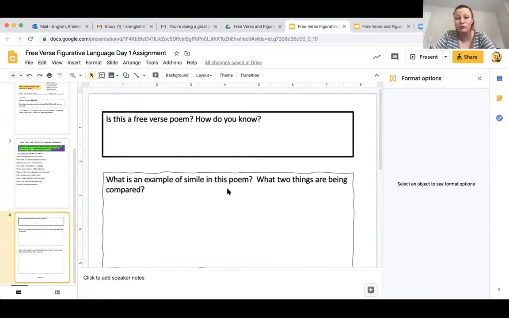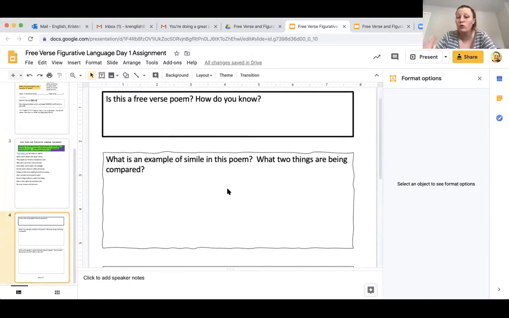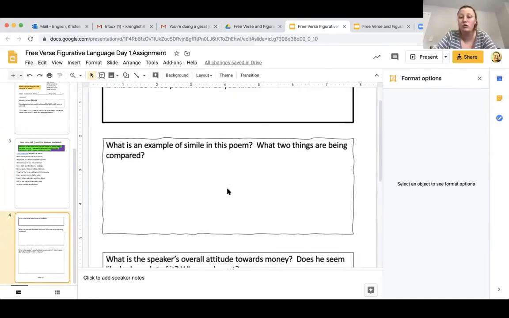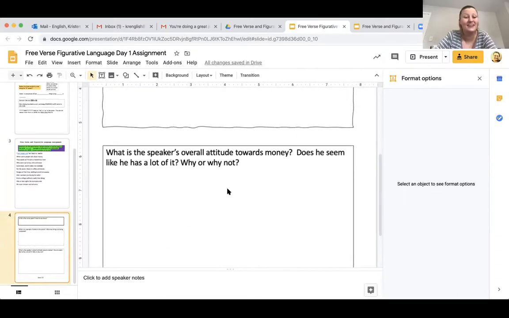Is this a free verse poem? And how do you know? What is an example of a simile in this poem? And what are the two things being compared? And then what is the speaker's overall attitude towards money? And does he seem like, it's actually a she. Does she seem like she has a lot of it? Why or why not? Okay, click turn it in, and then you're done.